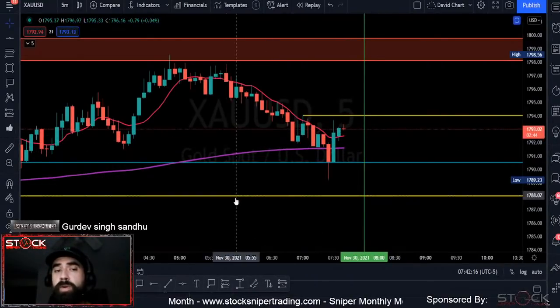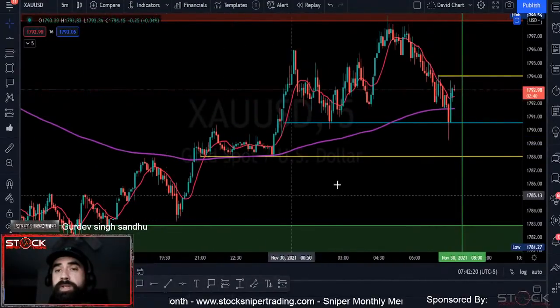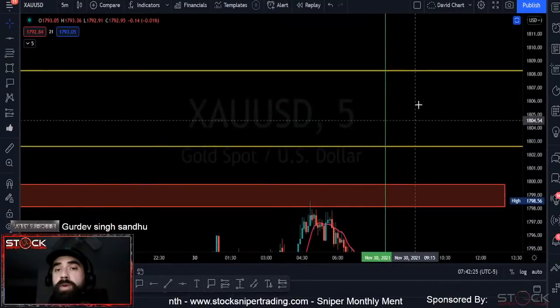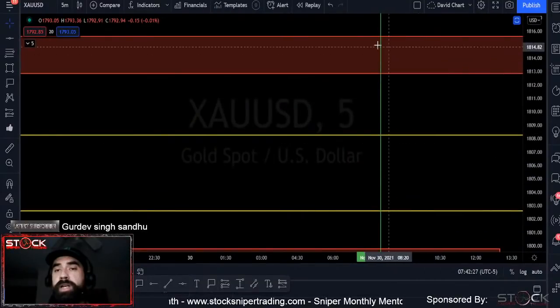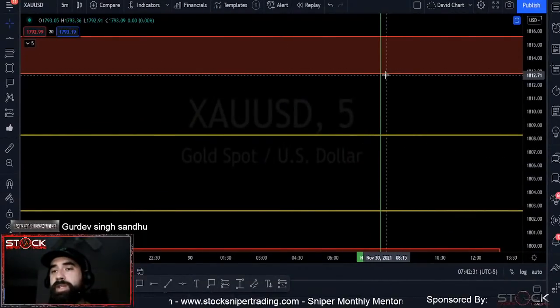So what I'm looking for is, you can see that we just made a nice little bounce out of demand. Okay, hourly supply. All right, but we have overall daily supply up and around this area, around 1815. Okay, around the bottom is 1813 I have here.